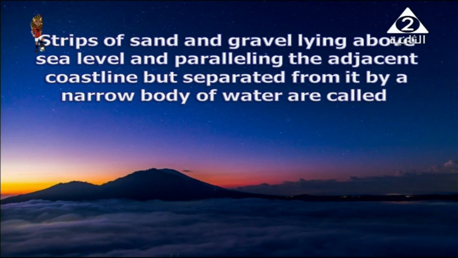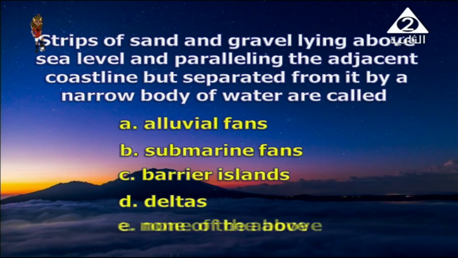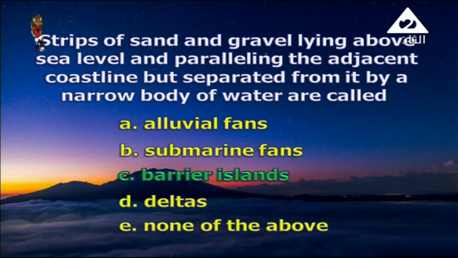Strips of sand and gravels lying above sea level and paralleling the adjacent coastal line, but separated from it by a narrow body of water. This type of deposit is called alluvial fans, submarine fans, barrier islands, deltas, or none of the above. Of course, this is a barrier island where it is parallel to the coastal line.